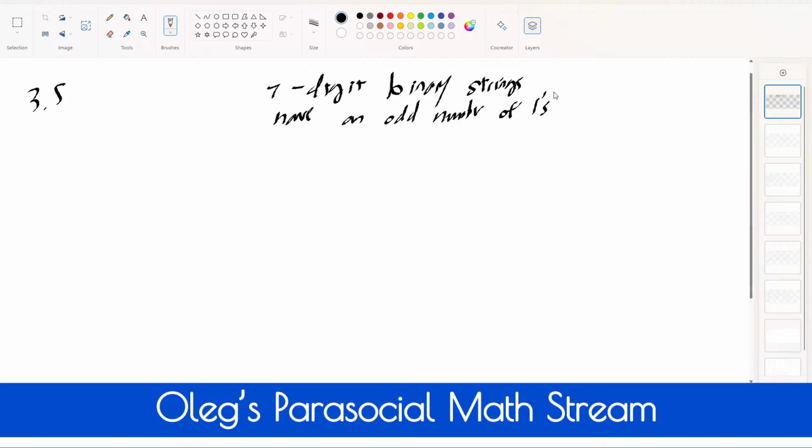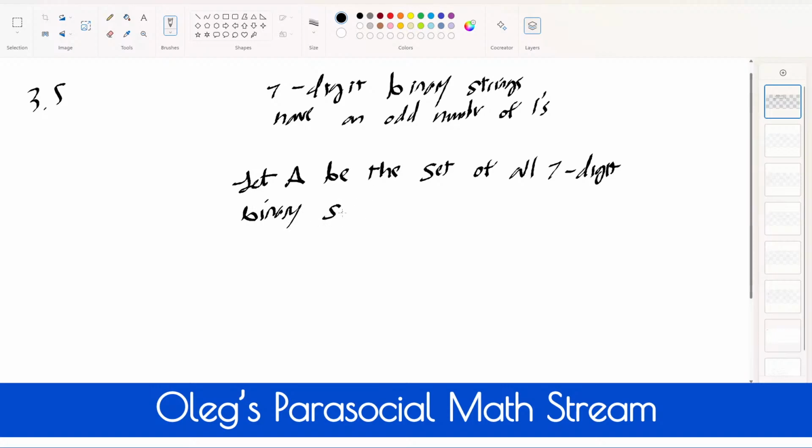Of ones. Okay. So we're going to say let A be, so we're going to assign A. Let A be the set of all 7 binary strings with an odd number of ones. Okay, so we need the cardinality of A.